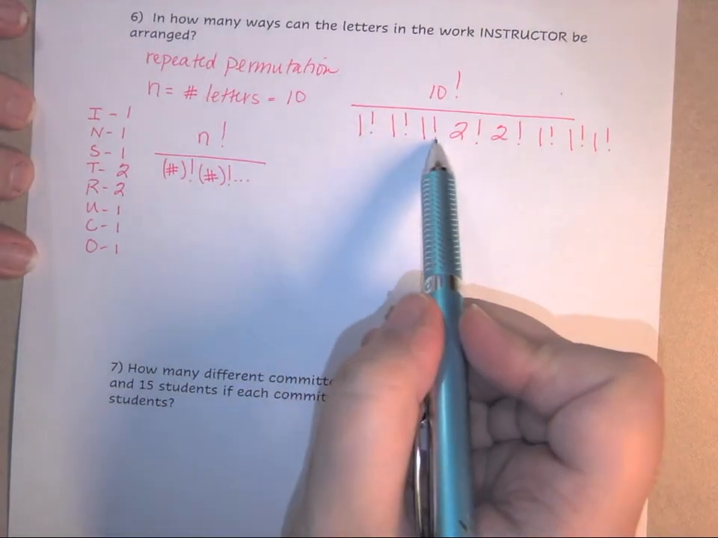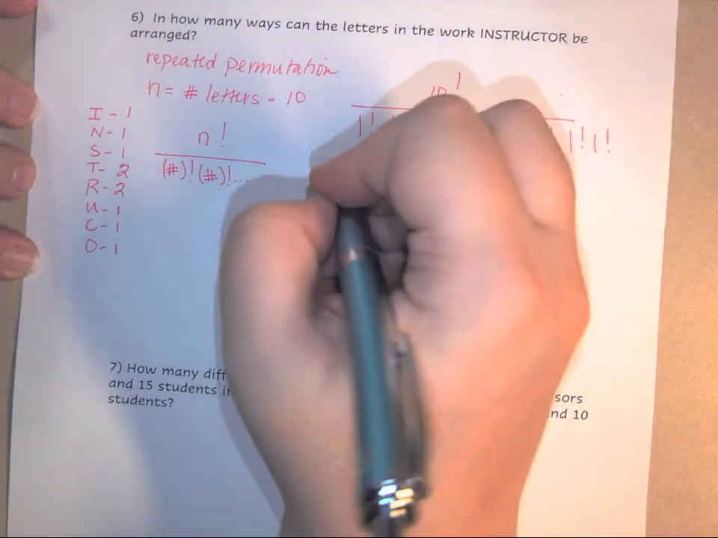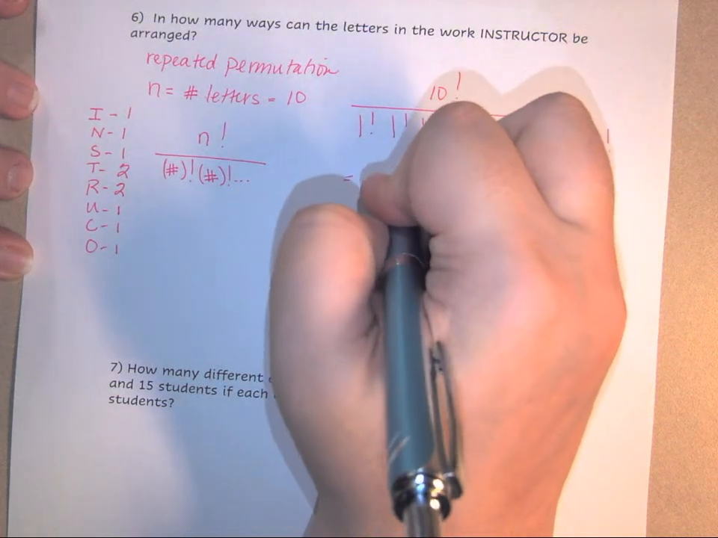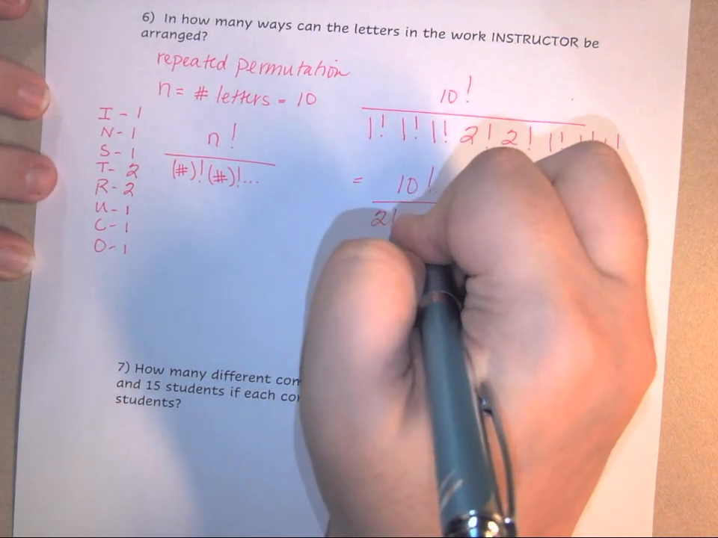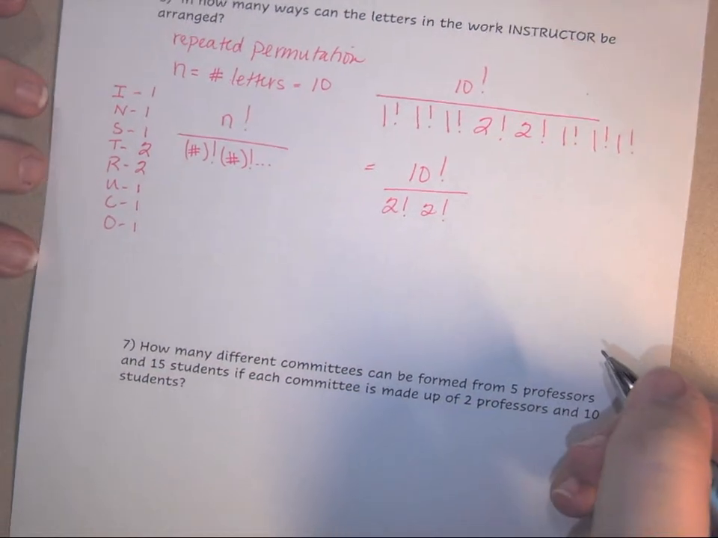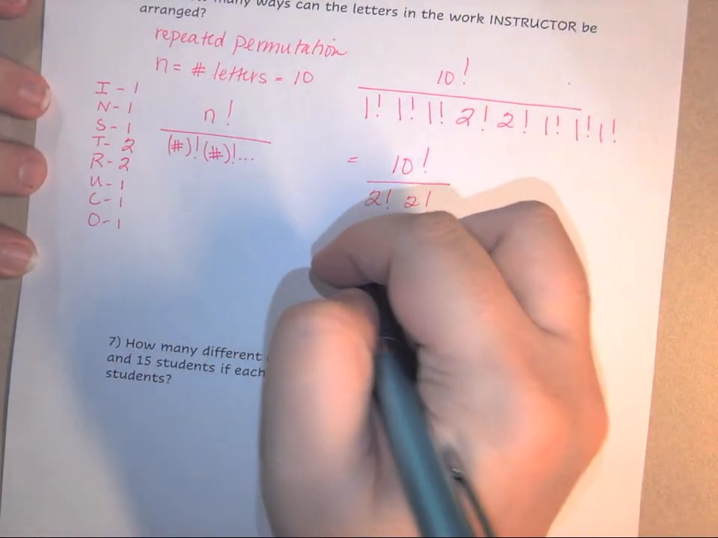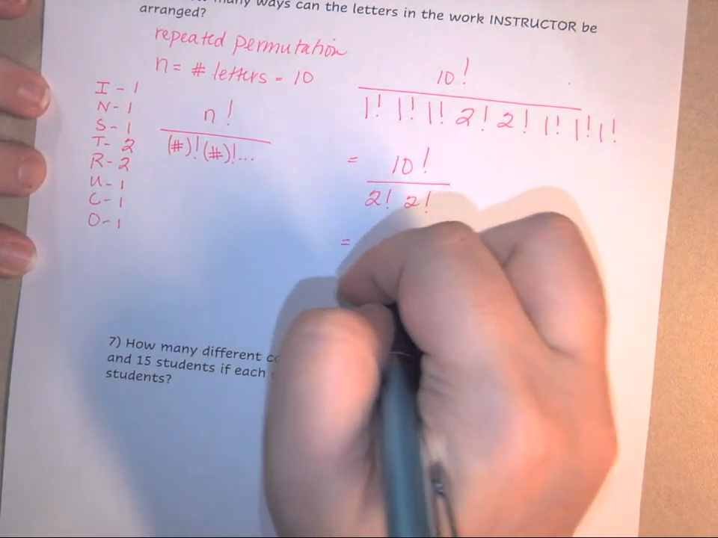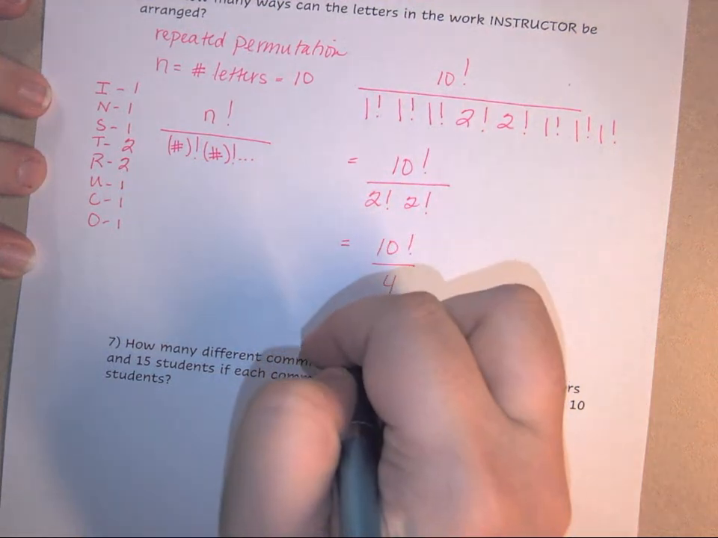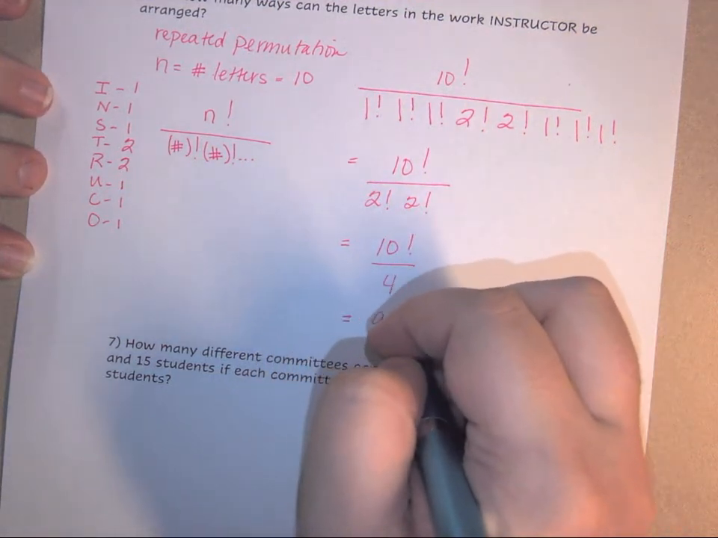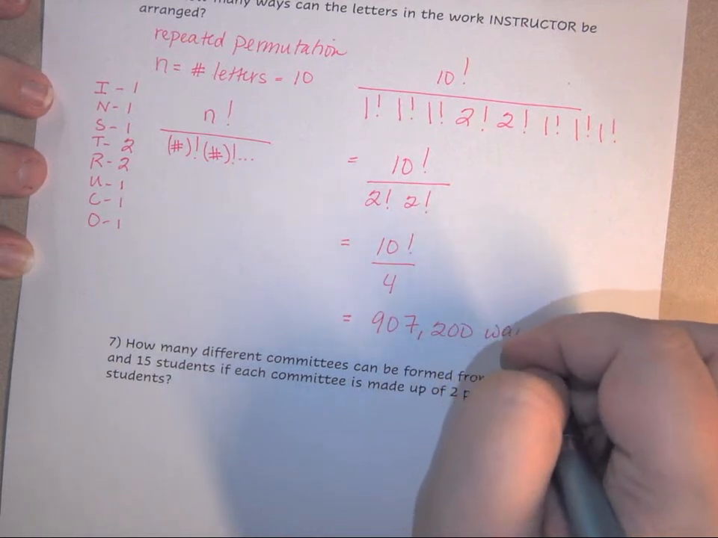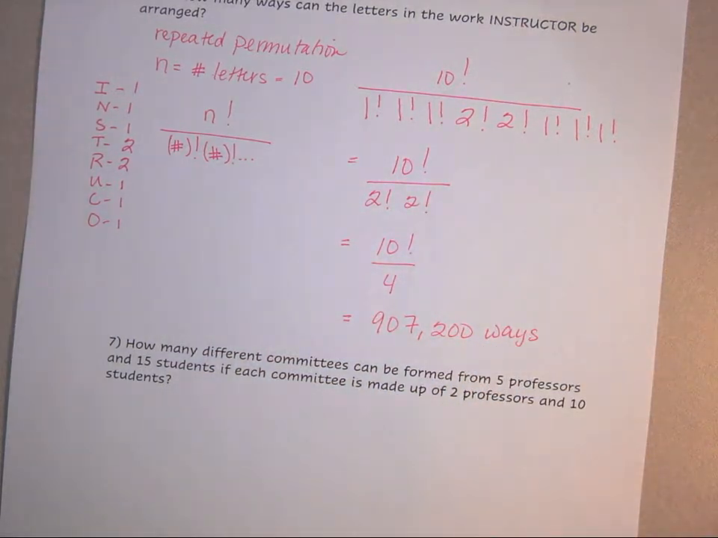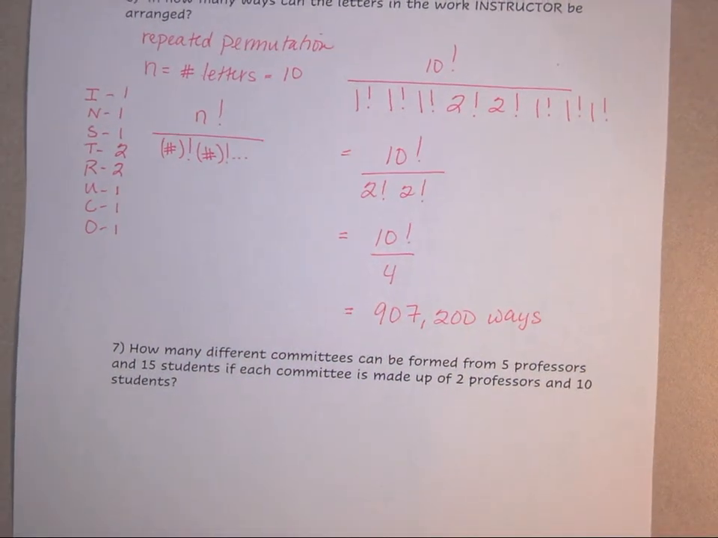If you think about this, dividing by the ones I can ignore. So this is the same as 10 factorial over 2 factorial times 2 factorial, which is the same as 10 factorial over 4, which gives me 907,200 ways that I can reorder the letters in the word instructor.